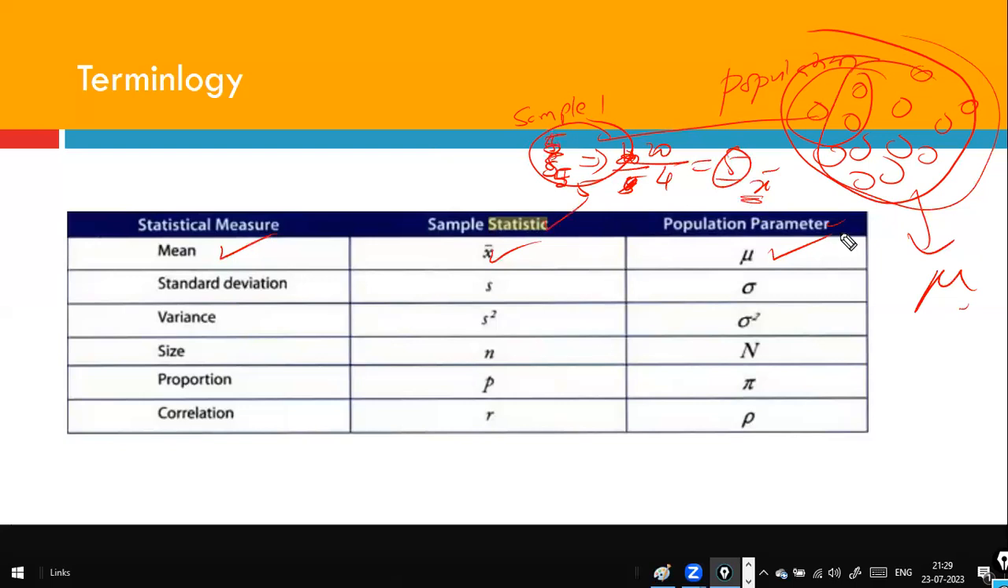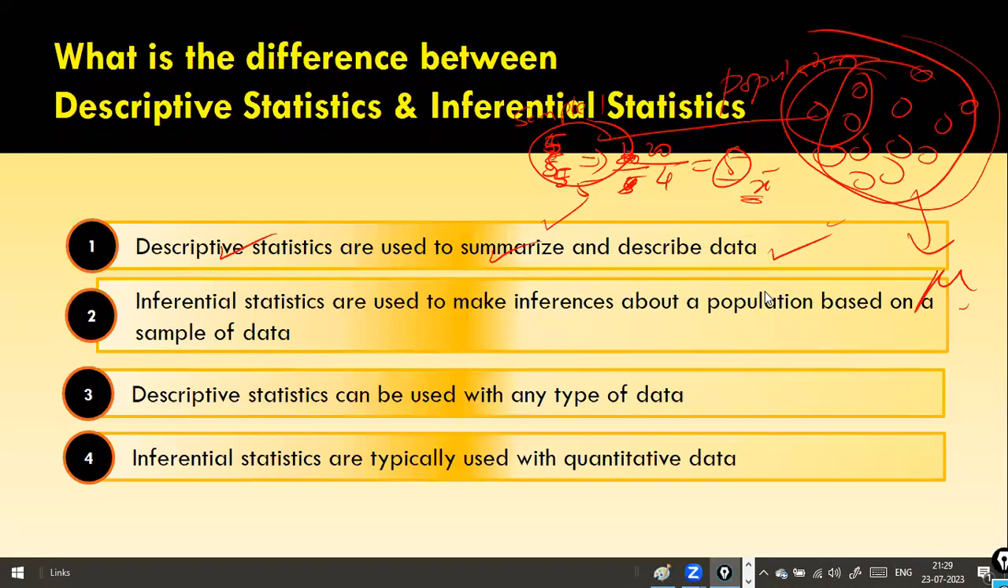I'm going to go back to my previous discussion. So here, using this sample statistic, which is the sample mean, we are going to estimate the population mean, because first of all, in most cases you will not have access to the population data.